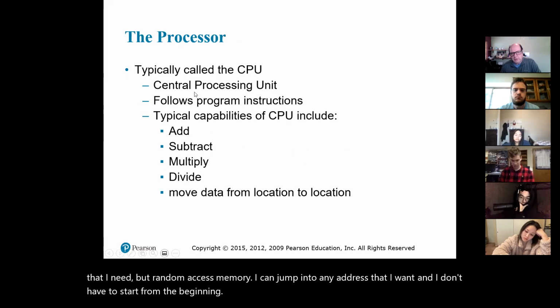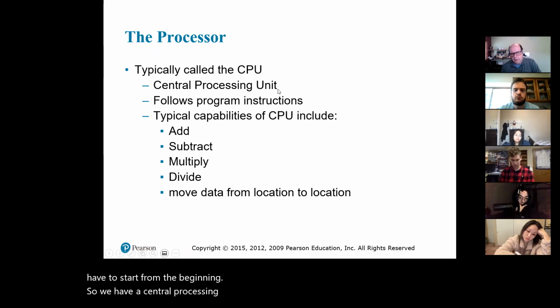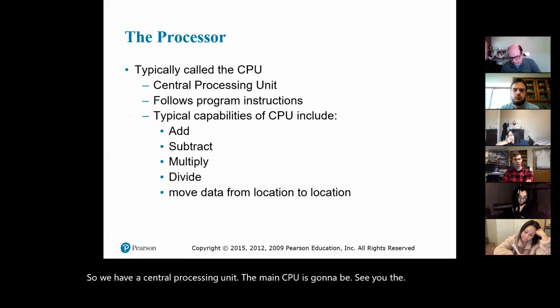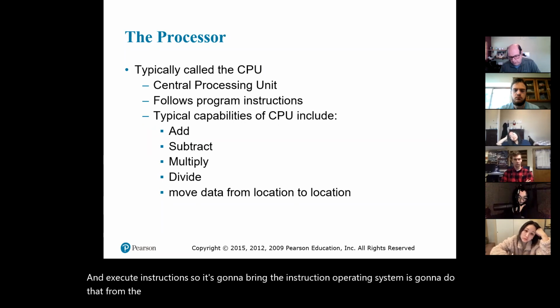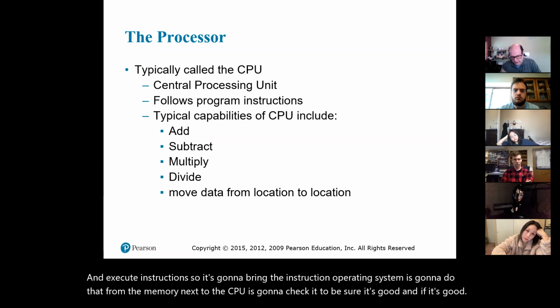So we have a central processing unit. The main CPU is going to be CU. It's going to be executing instruction. So it's called fetch and execute instruction. So it's going to bring the instruction, operating system is going to do that, from the memory next to the CPU. It's going to check it to be sure it's good. And if it's good, CPU is going to execute that.